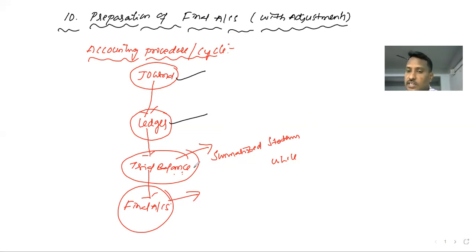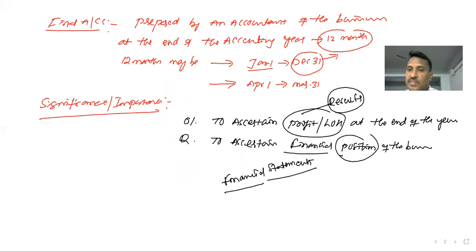Ledger balances are recorded in the trial balance, and the trial balance is the base to prepare the final accounts. Final accounts are prepared by an accountant for every 12 months. The 12 months may be from January to December, or April 1st to March 31st as the accounting year. The businessman can choose any year. Why are final accounts prepared? There are two strong reasons: one is to find out the result of the business, and second is to find out the financial position of the business.